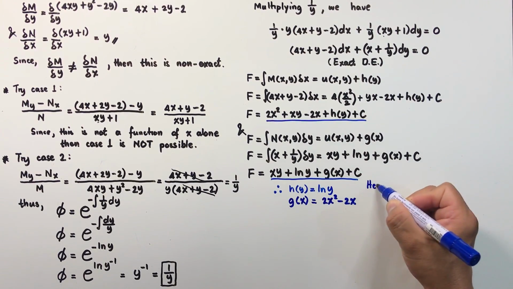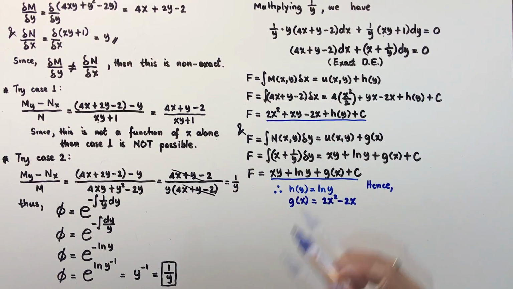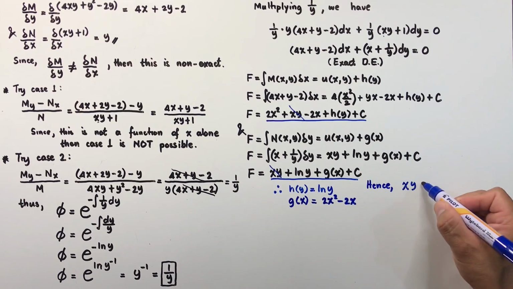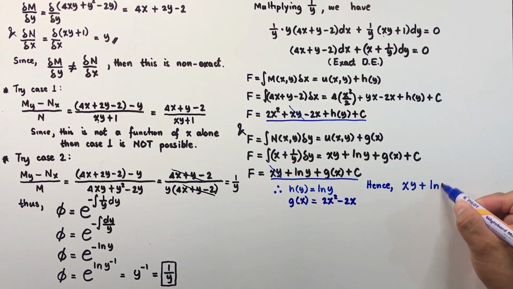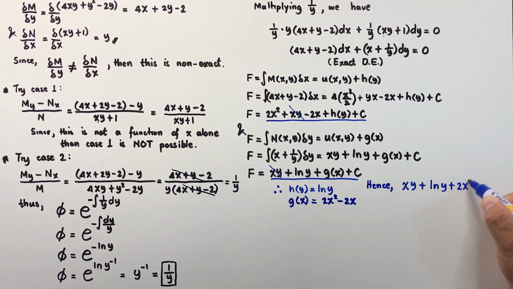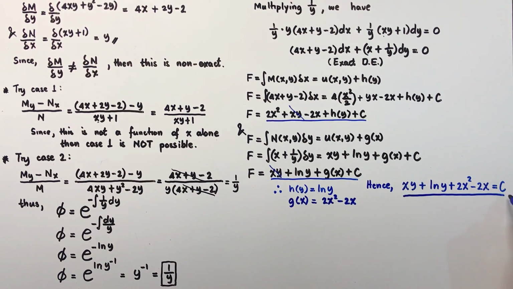Hence, our final answer for this differential equation is xy, plus our h of y, which is the natural log of y, plus the g of x, which is 2x squared minus 2x, and this is equated to the constant of integration c. So this is now our solution to the given differential equation.